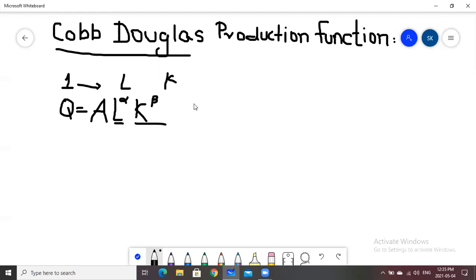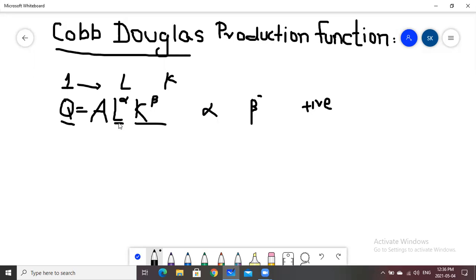Q is the level of output that is produced in the economy. Both alpha and beta are positive parameters. Their value cannot be negative because they are the proportions of labor and capital that are used in the production process. The equation tells us that output, this Q level, directly depends upon two factors, one is labor and the other one is capital.